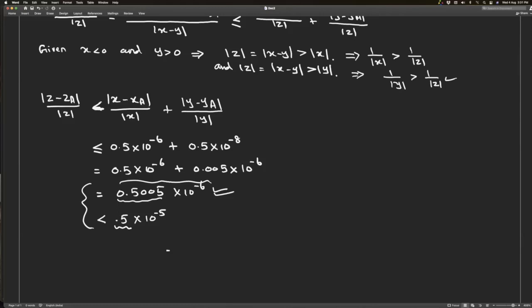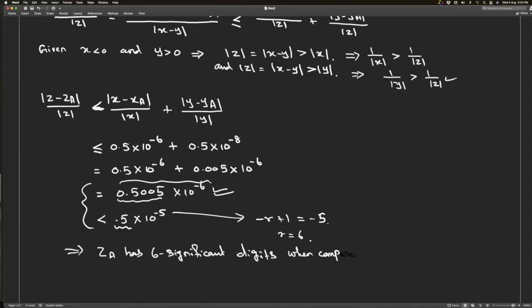Once I have this, now I can see what is the significant digit. This should be minus r plus 1, right? From here I can get what is my r. r is equal to 6. Okay, so that implies that za has 6 significant digits when compared to the true value z.